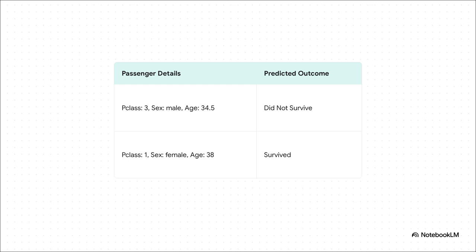So a random forest model would chew on a dataset full of passenger info. For each person, it looks at features like their ticket class, their sex, their age, and every single tree in the forest gets to vote on whether that person made it. So for a third-class male passenger, the overwhelming majority vote is probably going to be did not survive. But for a first-class female passenger, the forest consensus prediction is survived. It just shows how the model picks up on these subtle patterns in the data to make its call.